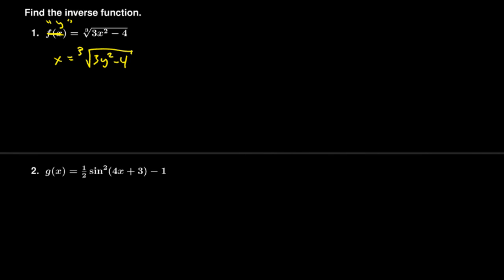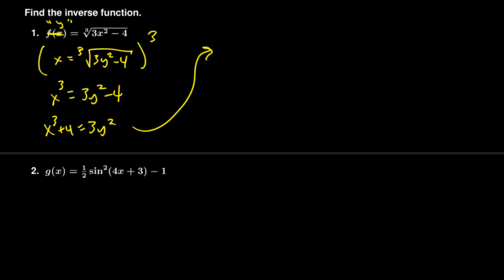So the first thing we can do to undo that cube root is cube the whole thing. x cubed equals 3y squared minus 4. You might be tempted to divide by 3 first. That would be called wrong. You want to add the 4 over first. So then we end up with x cubed plus 4 equals 3y squared. Now you can divide by 3. So we get x cubed plus 4, all divided by 3, equals y squared.